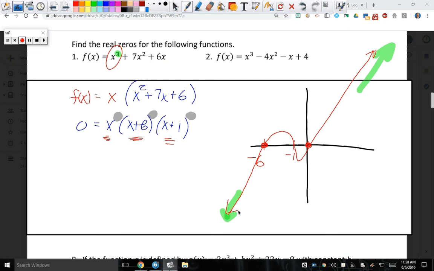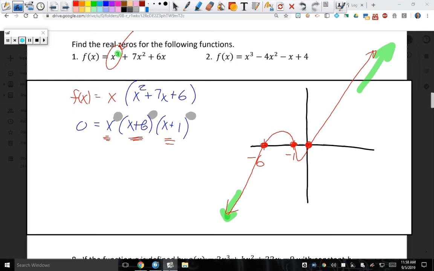This is just a sketch. How many zeros do you see that I drew? 3, which makes sense. There should be 3. How many changes of direction do you see? 2, which is making sense. It's 1 less than the highest power.